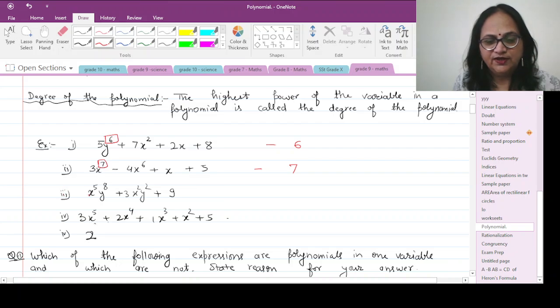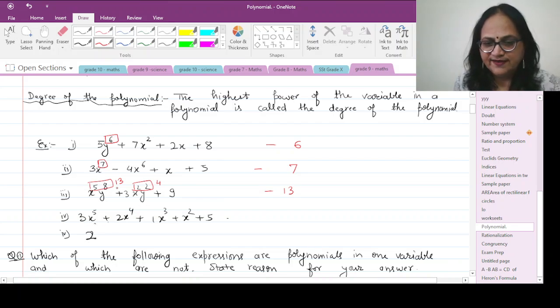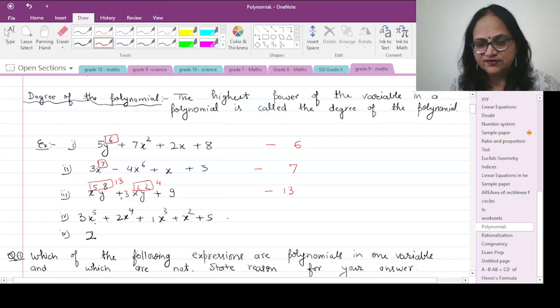Come to third part. X to the power 5, y to the power 8 plus 3x square y square. See, when two variables are together, what we have to do? Add the powers. 5 plus 8, 13. 2 plus 2, 4. So what is the maximum power? 13. Correct? So the degree of the polynomial is 13, because the maximum power of the variable in one term is 13. We need to add the powers. Understood?